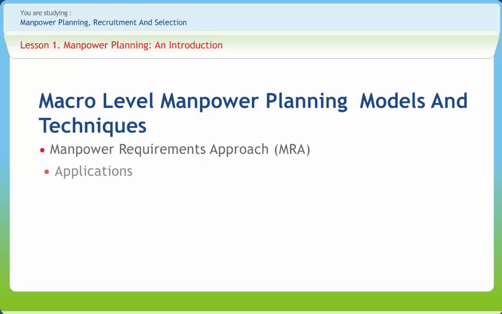By establishing a linear relationship between the manpower category in different industry groups and their output, MRA helps us to project the demand for manpower at the macro level. For the educational planning at the national level, this approach is much in use in our country.